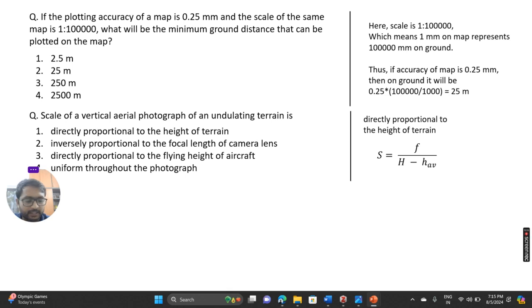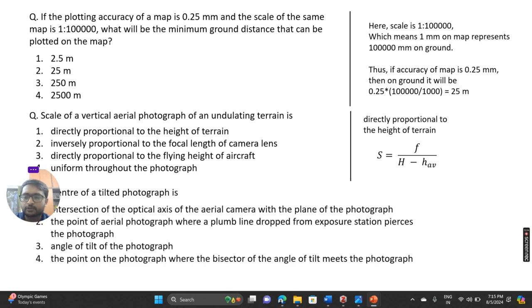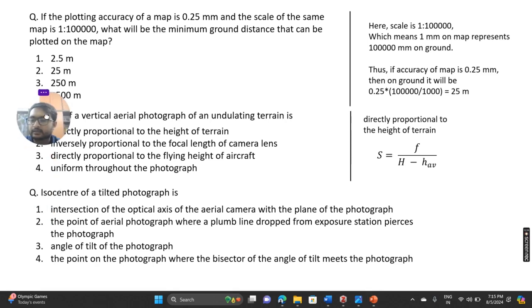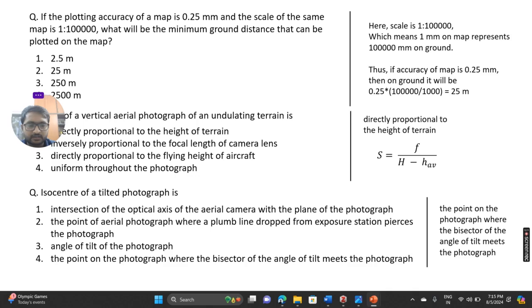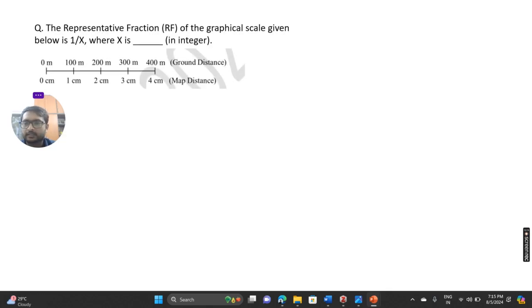Okay, so now we'll go to the next question, which is theory based, and which we also did last time. The isocenter of a tilted photograph is the point on the photograph where the bisector of the angle of tilt meets the photo. So this is a completely definition based question. Now we will go to the next question.